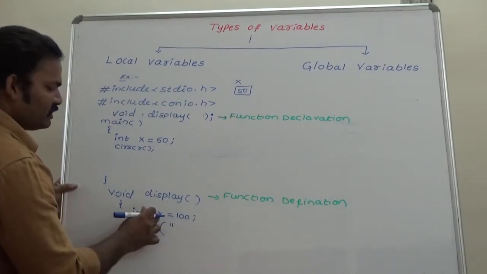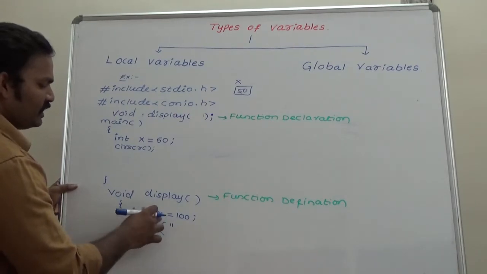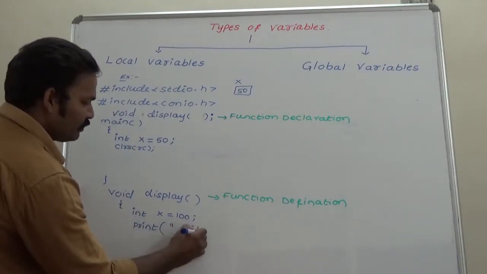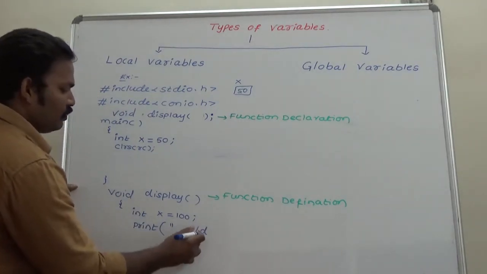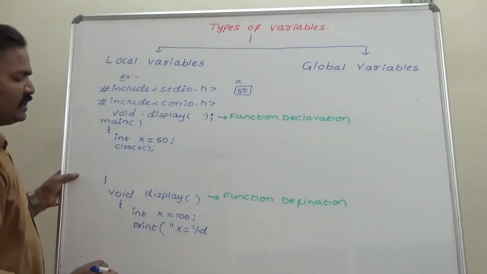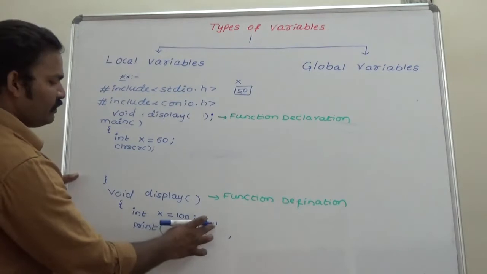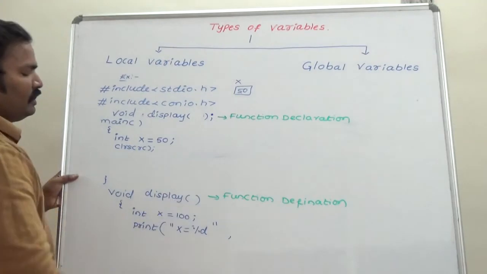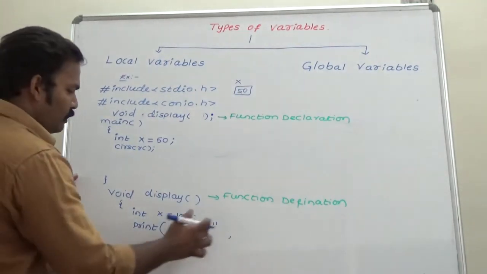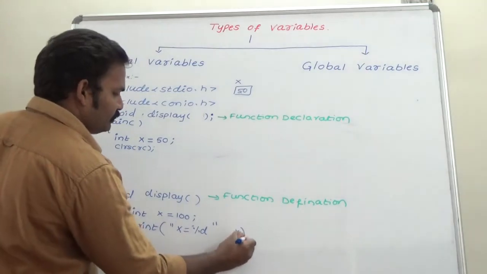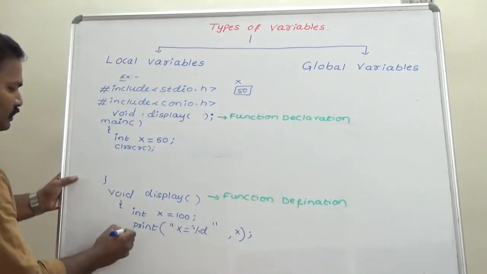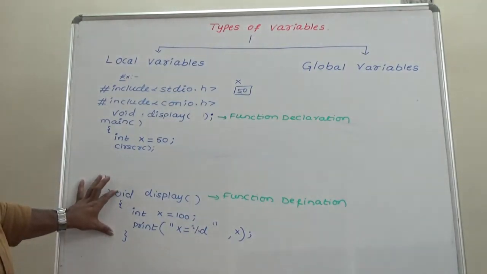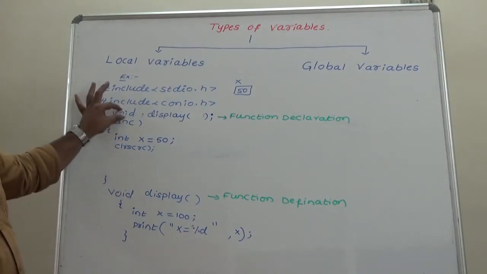So I want to print x value on the screen. Here x is declared as int type, so the format specifier of int is %d. Before the value I want to display x is equals to. Within the parenthesis, within the double quotes we have to specify the format specifier, comma, then your variable name is x. Then closing brace. So clear? Function definition completed.